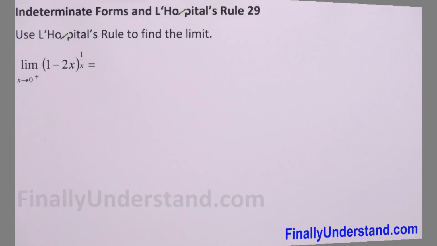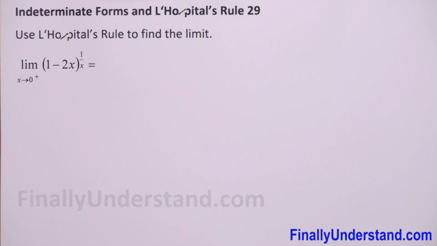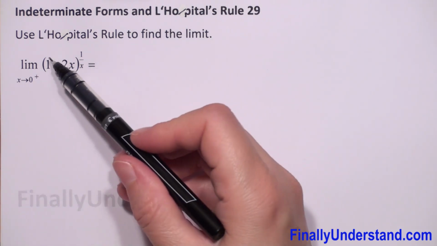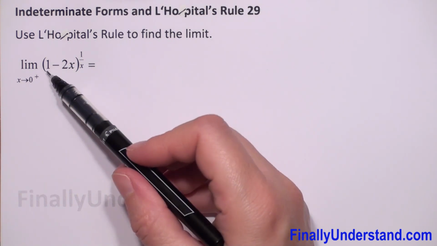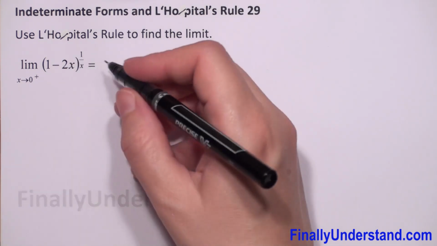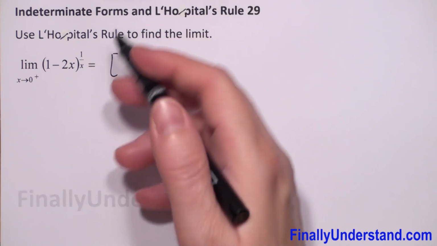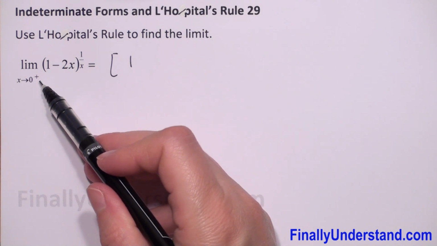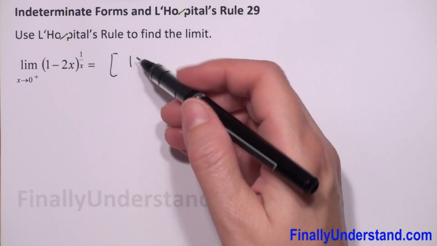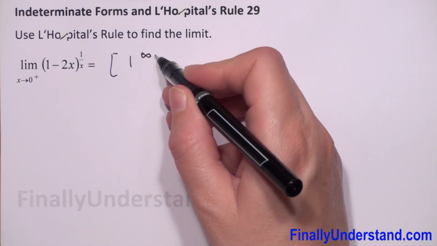We can use L'Hopital's rule when we have indeterminate forms 0 over 0 or infinity over infinity. When x approaches 0 from right, we will have in parentheses 2 times 0 is 0, so we have 1. And the exponent is 1 over x. When x approaches 0 from right, 1 over x goes to infinity.